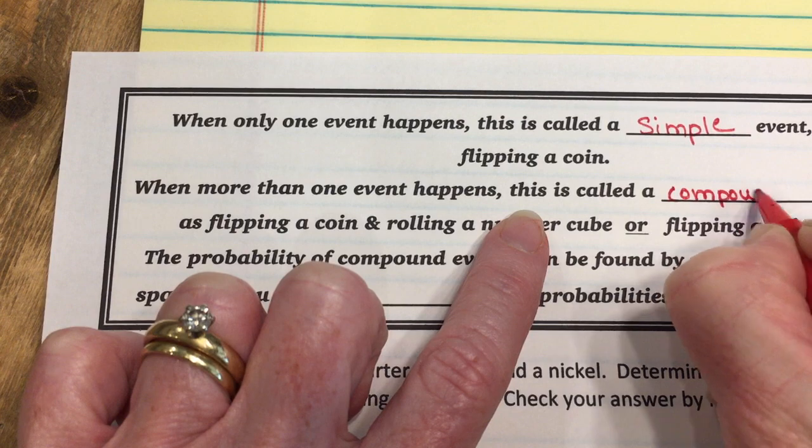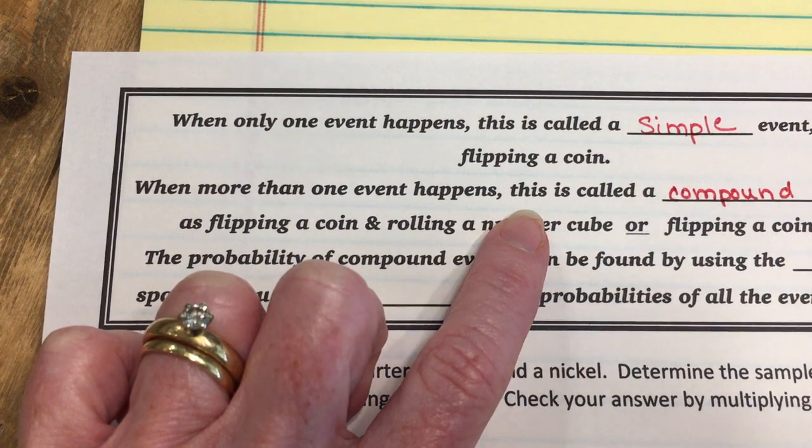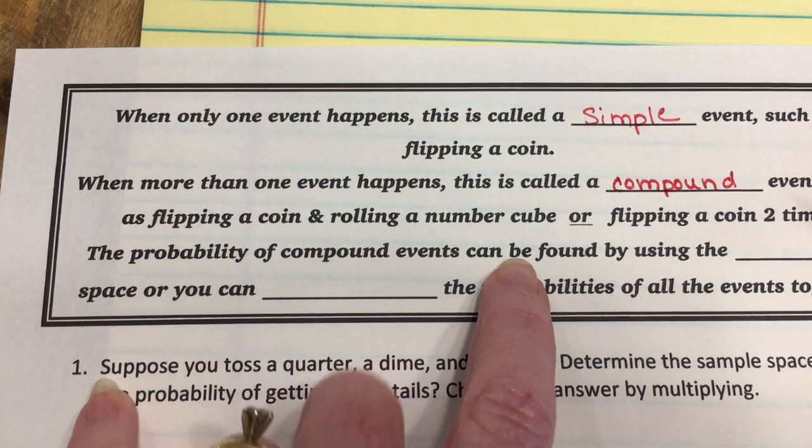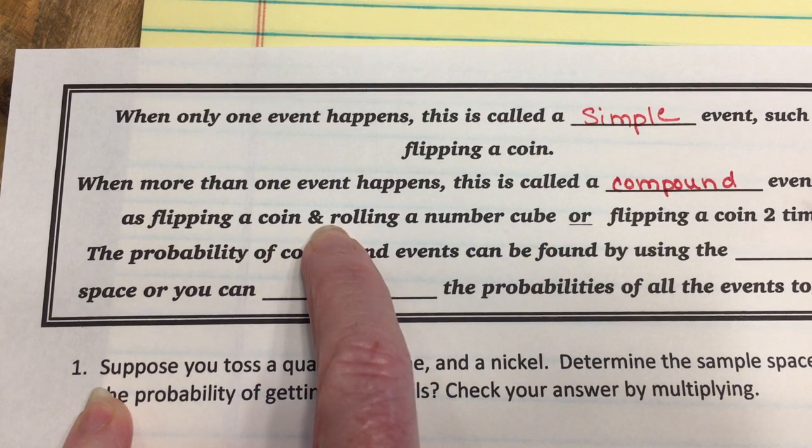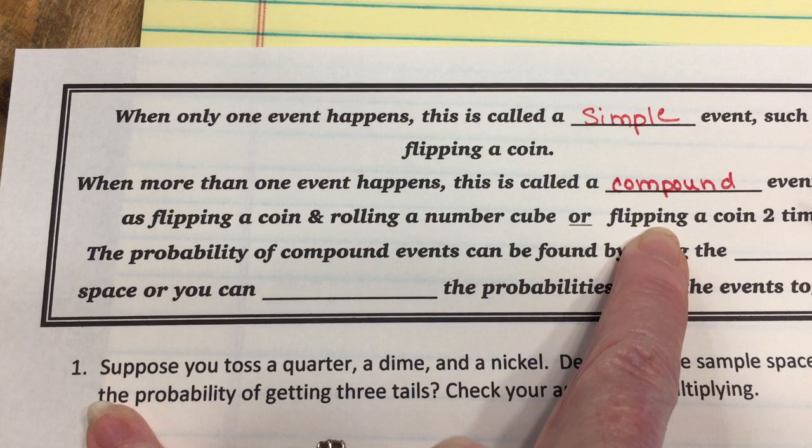It could be more than one event happening, or it could be an event repeating too. That's also called a compound event. That would be like flipping a coin and rolling a number cube, or it might be flipping the coin 2 times. That would be an example of a compound event.